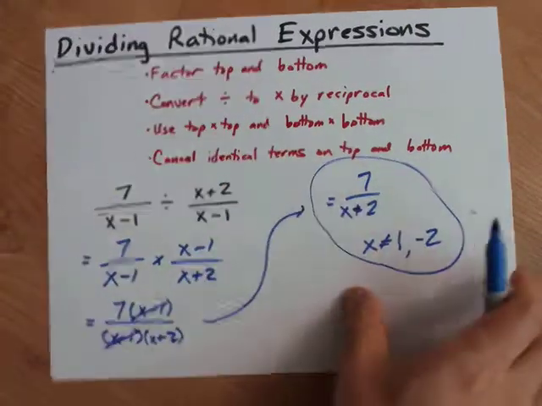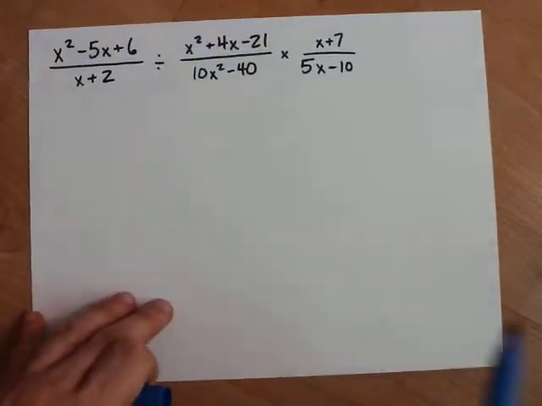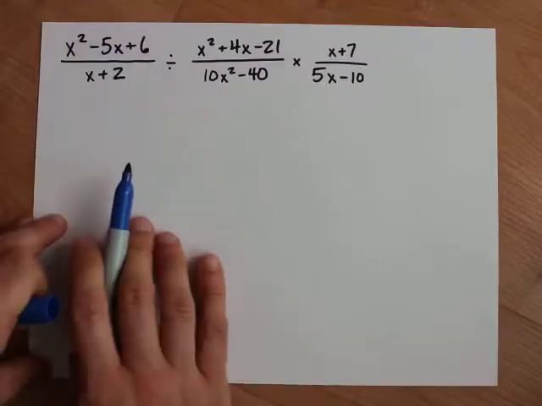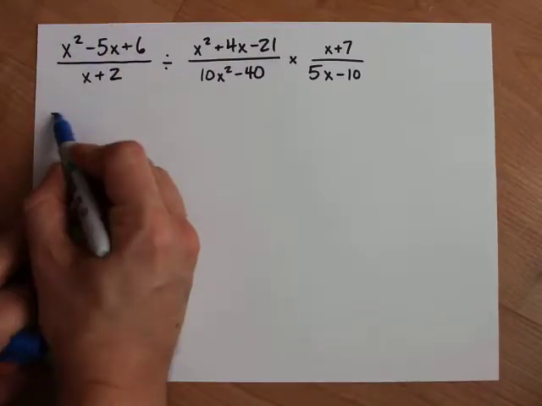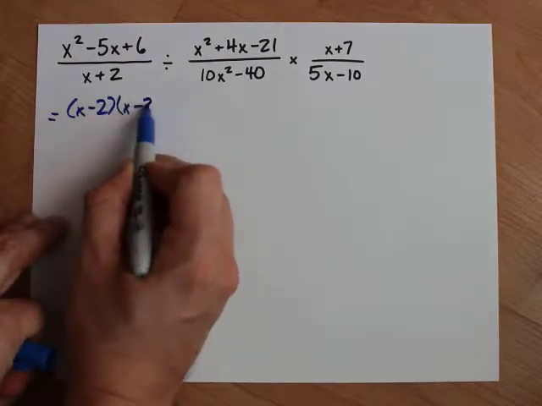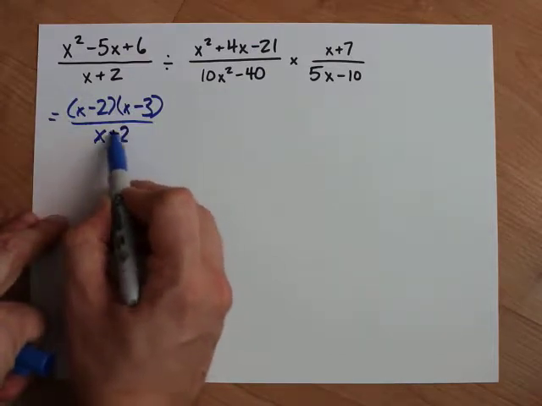Don't forget to factor. I'm going to give you this challenge question that you can factor along with me. Are you ready? Let's go. Two numbers that multiply to 6 and add to negative 5. That factors to x minus 2 and x minus 3. The bottom here does not factor. It's just x plus 2.